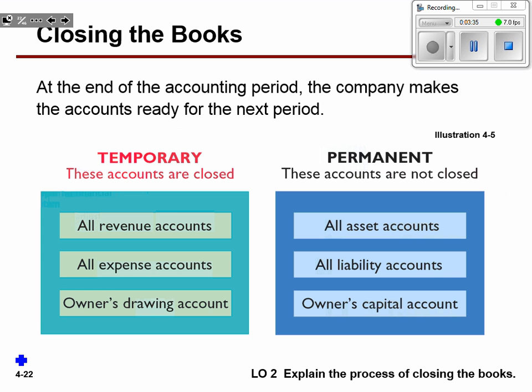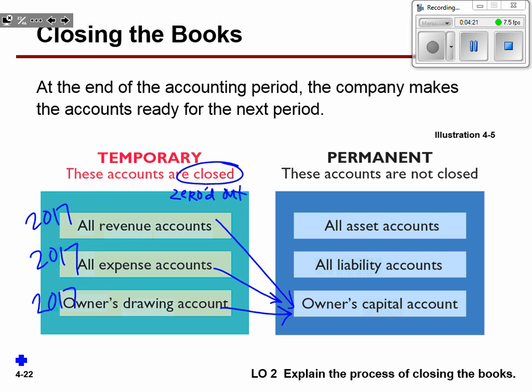At the end of the accounting period, the company makes the accounts ready for the next period. Temporary accounts are closed, or in other words, zeroed out. Those involve all revenue, all expenses, and the owner's drawing. So the revenue, this was our 2017 revenue. These were our 2017 expenses, and here's what the owner took out in 2017. We close them out and zero them out. Now they funnel into basically the owner's capital account. So all of these get funneled into the owner's overall worth.